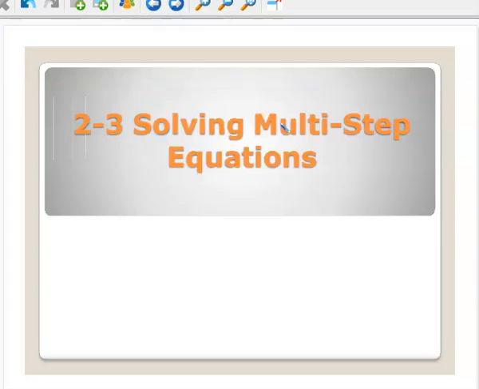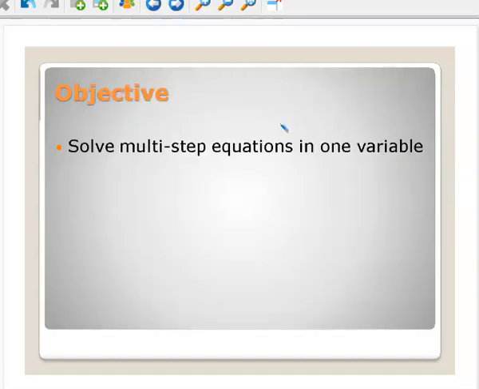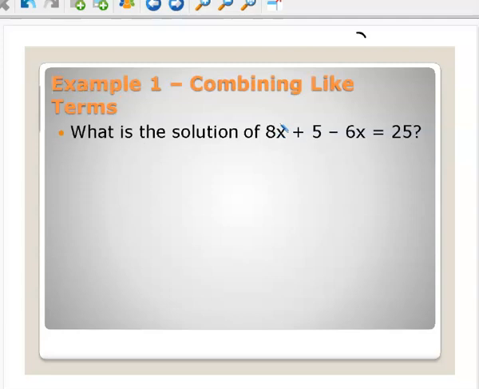Okay, moving on, let's look at what we're going to do today, which is solving multi-step equations. Really no new tools here. Same objective. We want to solve the equation that is in one variable, and we'll just start with an example. If you remember, last week we talked about terms and combining like terms. So if you notice here, we want to combine those like terms that are on the left-hand side first.